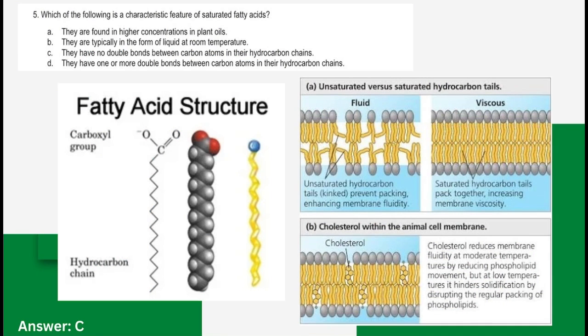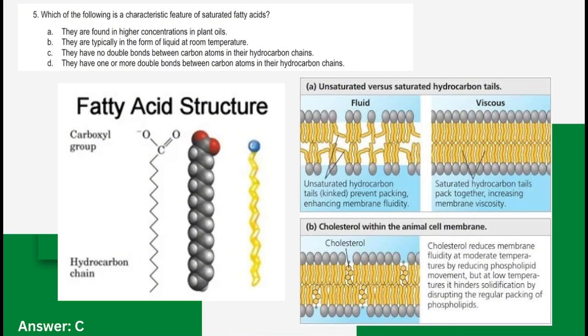Now let's go to the next question. Which of the following is a characteristic feature of saturated fatty acids? A. They are found in higher concentrations in plant oils. B. They are typically in a form of liquid at room temperature. C. They have no double bonds between carbon atoms in their hydrocarbon chains. D. They have one or more double bonds between carbon atoms in their hydrocarbon chains. Now, what will be the answer here? Okay, so the correct answer will be letter C. They have no double bonds between carbon atoms in their hydrocarbon chains.